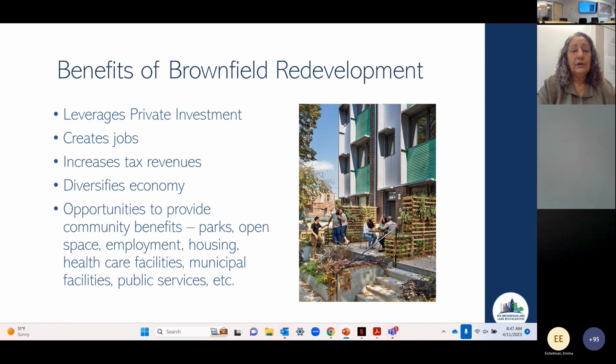In many communities, land in desirable areas, otherwise well-located property, is constrained. And so the ability to provide even parks or open space or community facilities like libraries or health centers, brownfields can provide an opportunity for that development option for communities.